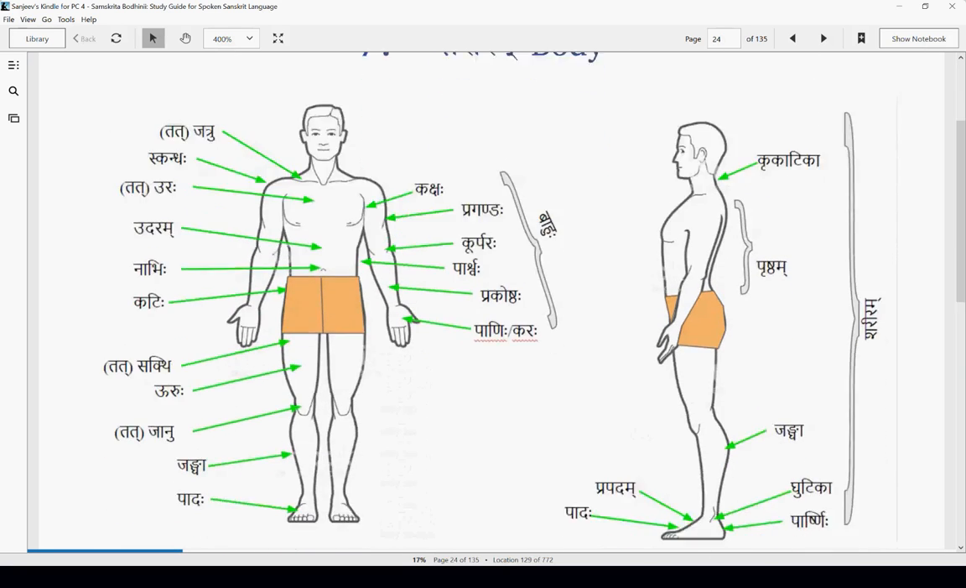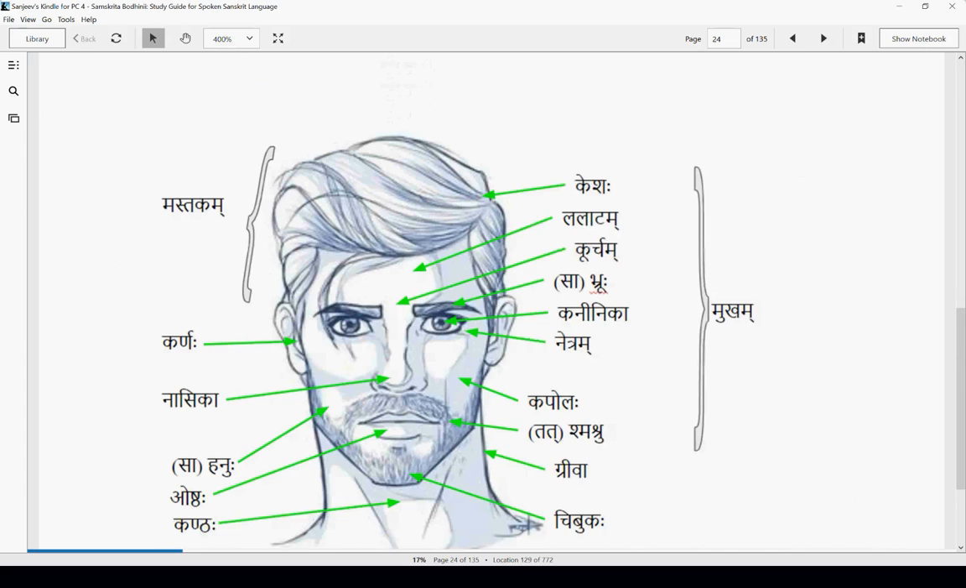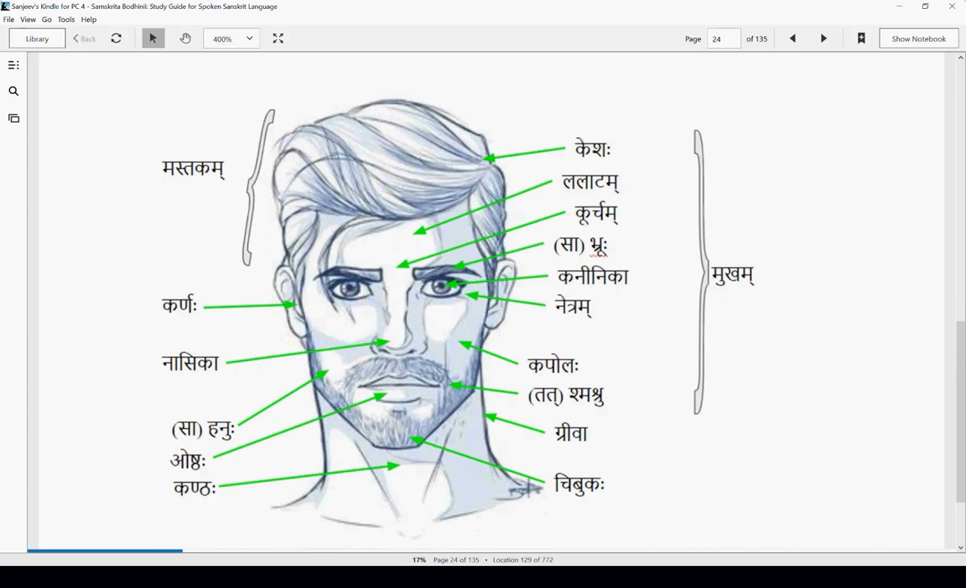There was another one here. Okay. So here on the same page, parts of the face are also shown. Mastakam, keshaha, lalataha. Mastakam is the top. Keshaha. Why not somebody read this? Suresh Modi. No more. You want me to read it? Hey, can you read? You can start from this.